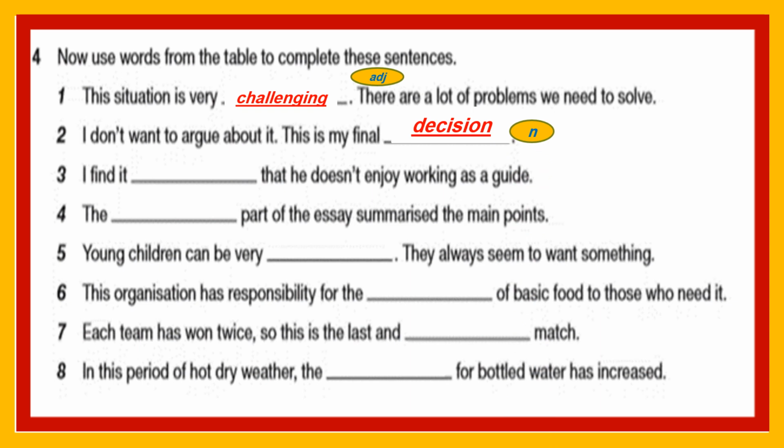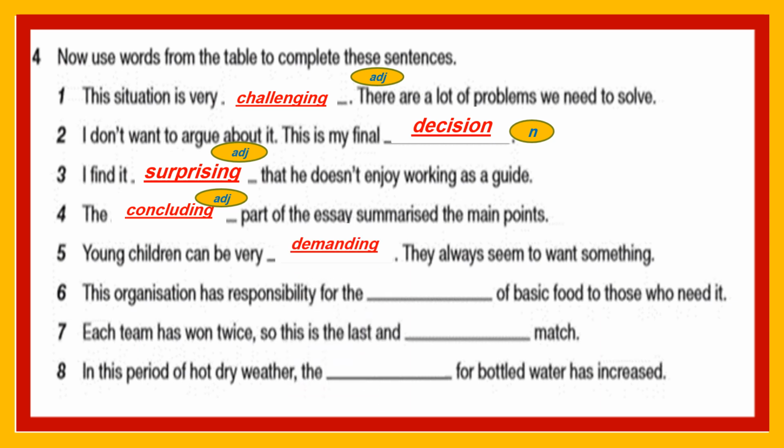Number 3. I find it what that he doesn't enjoy working as a guide. I find it surprising. This is an adjective. Number 4. The what part of the essay summarizes the main point. The concluding part. This is an adjective. Number 5. Young children can be very demanding. They always seem to want something.